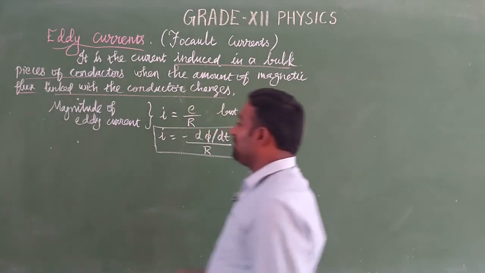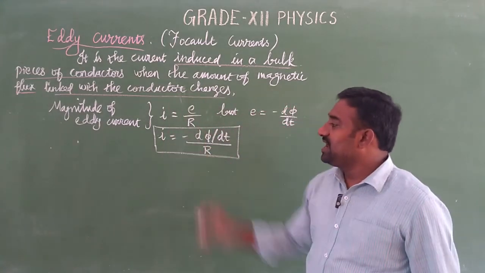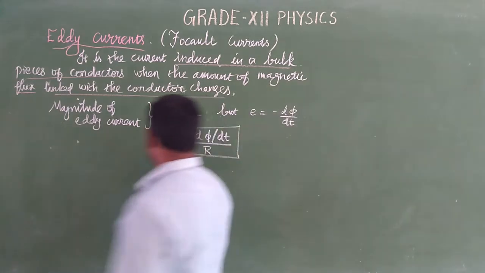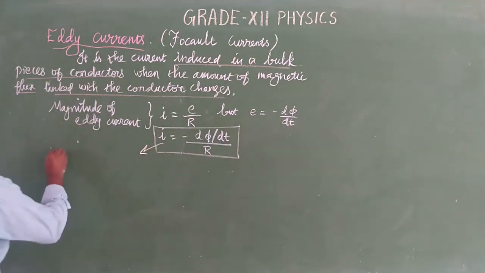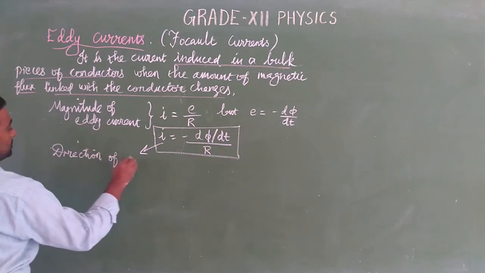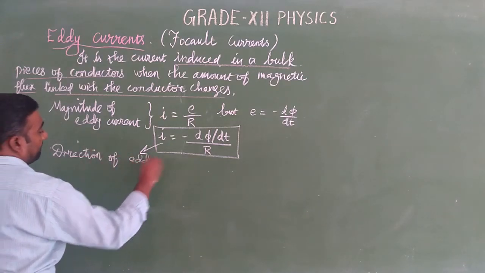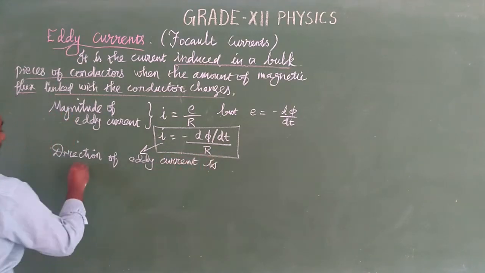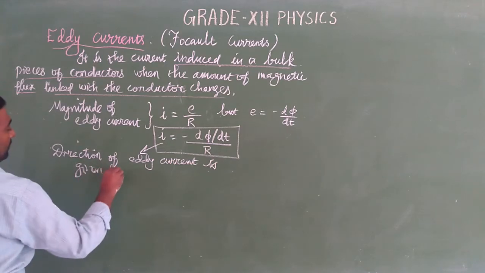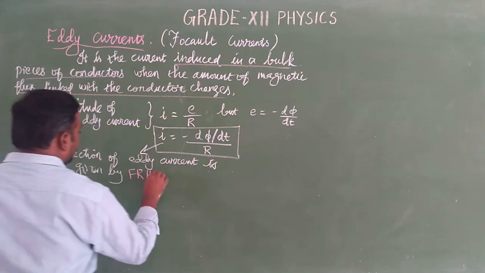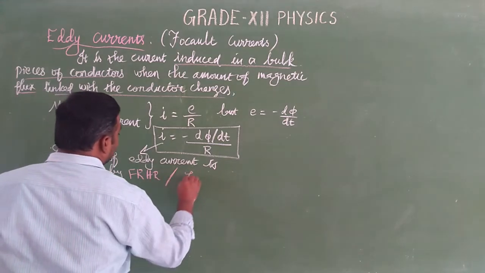Okay, and one more thing, the direction of the eddy current is given by Lenz's law or Fleming's right hand rule. So the direction of eddy current is given by Fleming's right hand rule and Lenz's law.